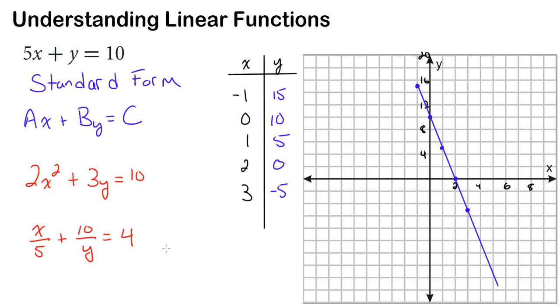So let me show you some examples here of equations that are not linear equations. This first equation here, 2x squared plus 3y equals 10, looks like it is in standard form, except the problem is that in standard form, you cannot have any exponents on your variables x or y other than the exponent of 1. So this exponent of 2 on this x here makes this not linear.